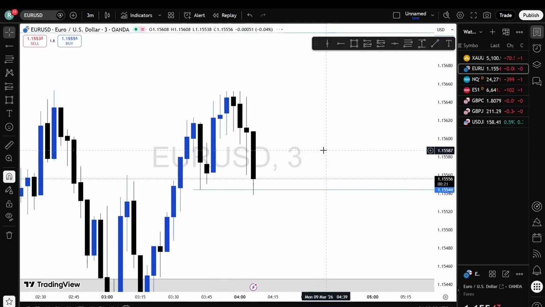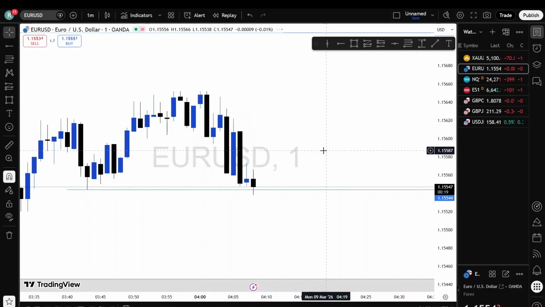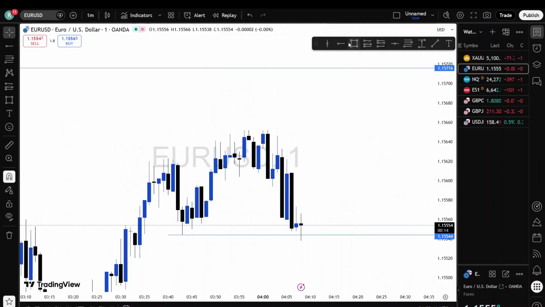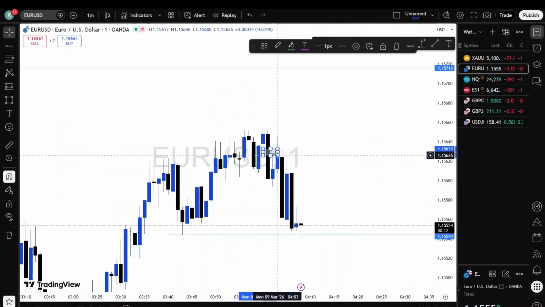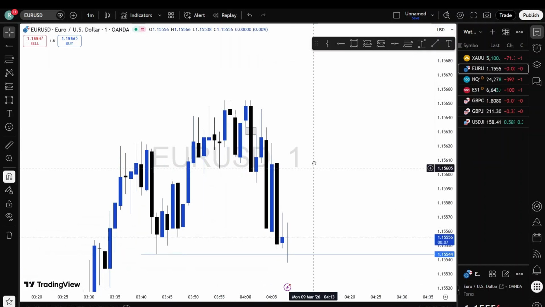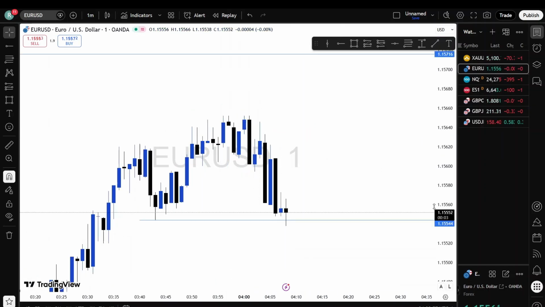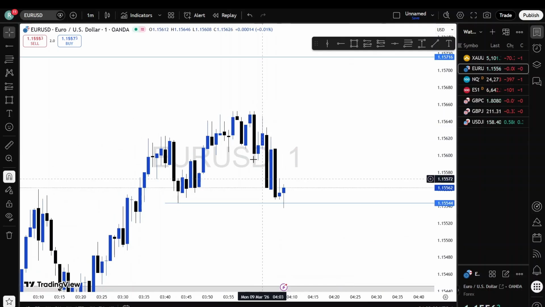Now we need to switch to the lower time frame, 1 minute. We can check in 1 minute what is happening. 1 minute had created this selling FVG before coming down. So maybe this was the selling confirmation, and from here it came down but hasn't created any new selling FVGs, right? So we need to wait.